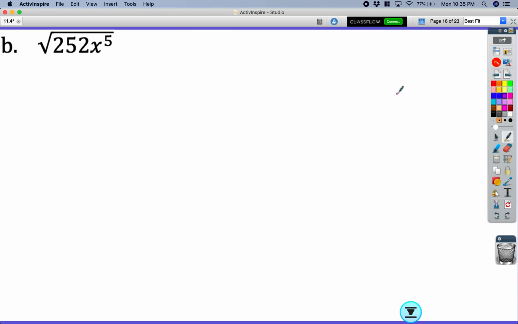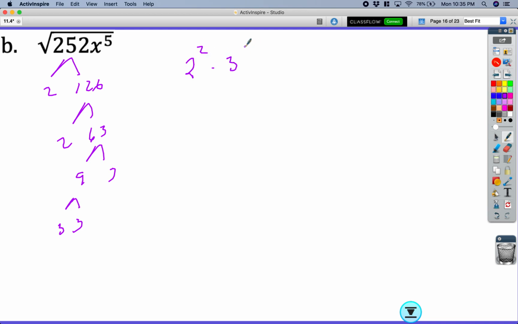Okay? All right, 252. So right here, I have a factor tree of 2 and 126, 2 and 63. Let's see, that would be 9 and 7, which breaks down to 3 and 3. So I have 2 to the second power times 3 to the second power times 7 times x to the fifth power. And since I'm looking for the square root, I just divide these by 2.